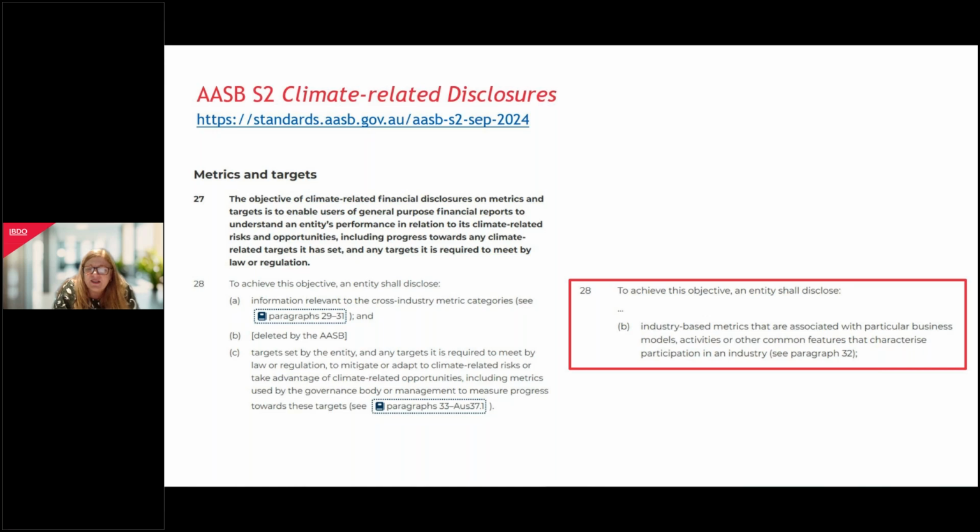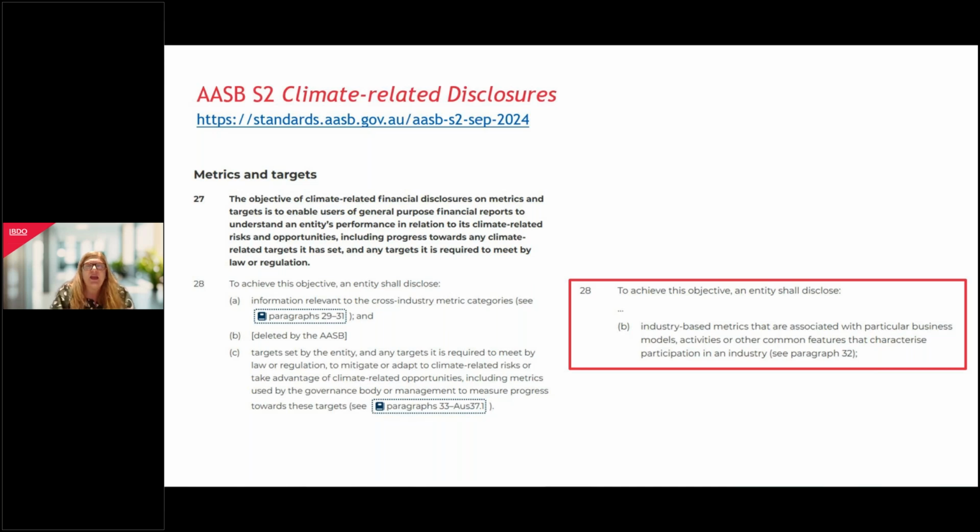So on metrics and targets, there's a section on metrics and targets, but I'm just calling out metrics. We'll talk about targets next month. In this section, you will also see that in two or three places, the AASB has deleted text from IFRS S2. So at a very high level, AASB S2 is highly aligned to IFRS S2.